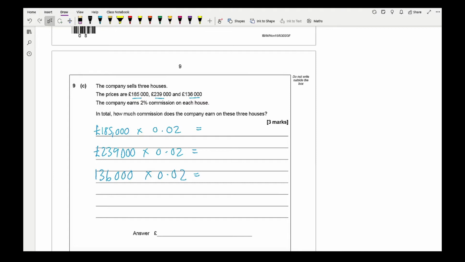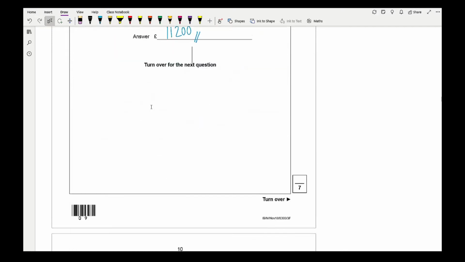And if I work that out on my calculator, 185,000 times 0.02 gives me £3,700. Then 239,000 times 0.02 gives me 4,780. And 136,000 times 0.02 equals 2,720. So all I need to do is add those 3 amounts up, and I get an answer of £11,200. Not bad in terms of commission. I'll reserve judgment on estate agents.